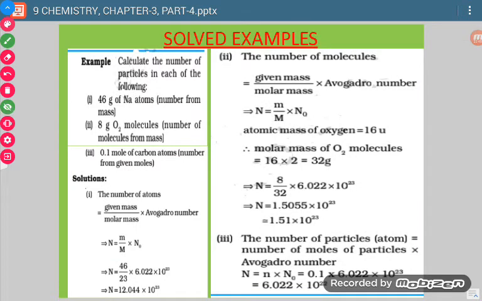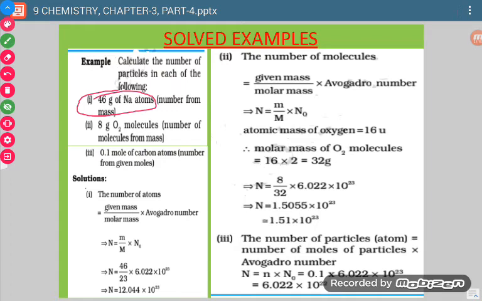Now calculate the number of particles in each of the following. Now we have to calculate the number of particles. Now what we will do, we will calculate the number of moles first, then we will say that 1 mole has particles Avogadro number. So these many moles will have particles equal to Avogadro number multiplied by number of moles. Okay. So first question is 46 gram of sodium, how many particles are there?